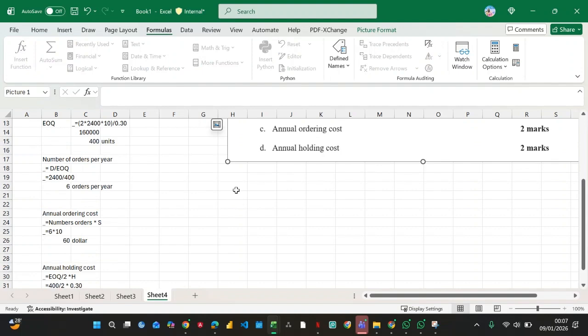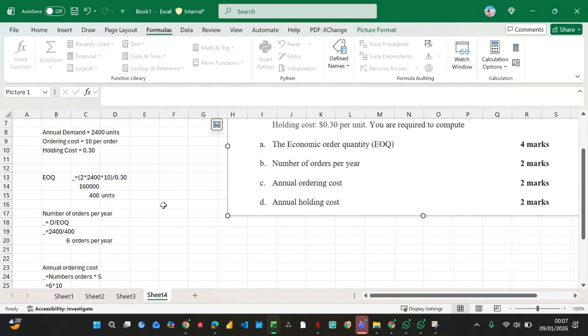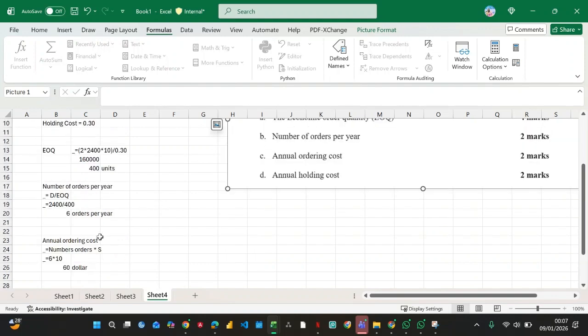They did not even ask for more than this; this is where the questions stop. But if you actually want to know the annual inventory cost, you add the ordering cost plus the annual holding cost together, which gives you 120. They could ask you for the annual inventory cost.